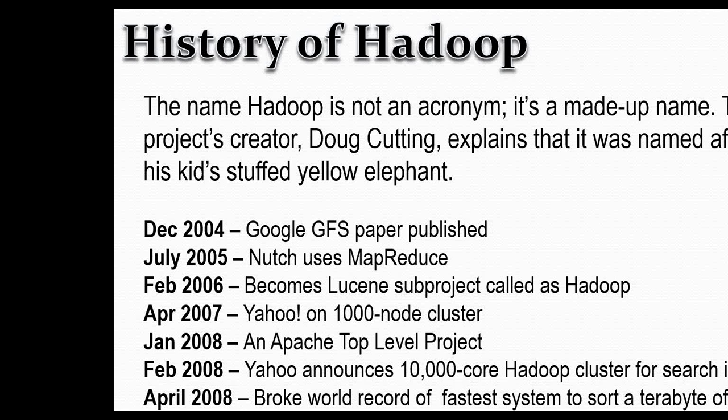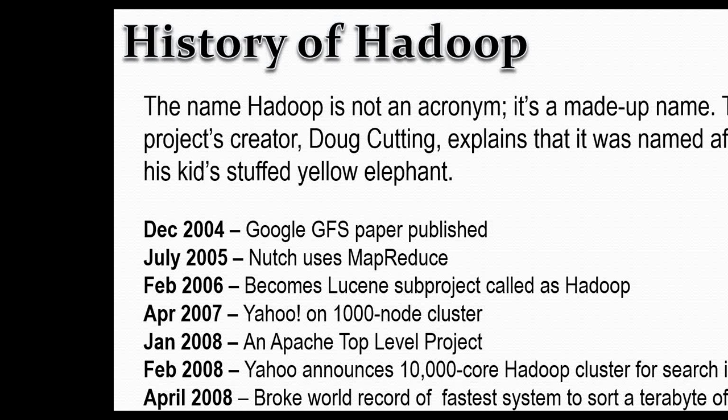In December 2004, the first Google GFS paper, the Google File System paper, was published. In July 2005, a company called Nutch first used MapReduce. In February 2006, Hadoop became a Lucene sub-project, and 2006 was the year Hadoop was born. Basically, Yahoo was the major pioneer in the Hadoop industry.